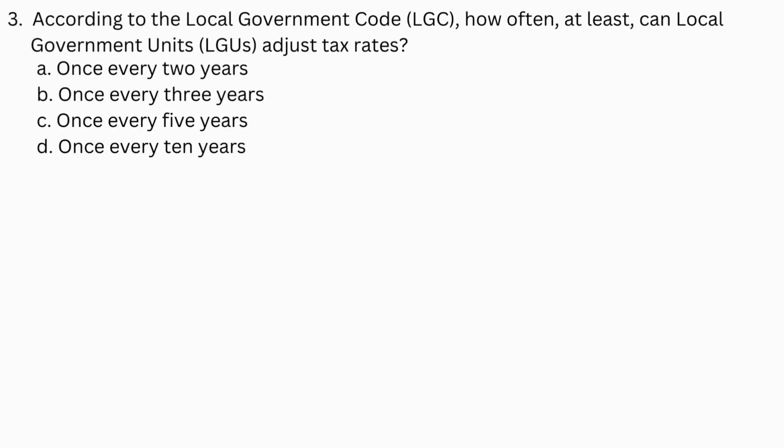Number 3. According to the Local Government Code, how often, at least, can local government units adjust tax rates? A. Once every 2 years. B. Once every 3 years. C. Once every 5 years. D. Once every 10 years.